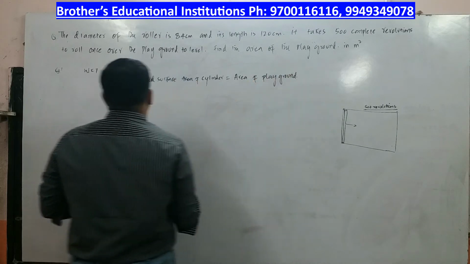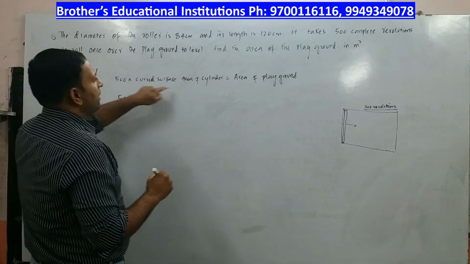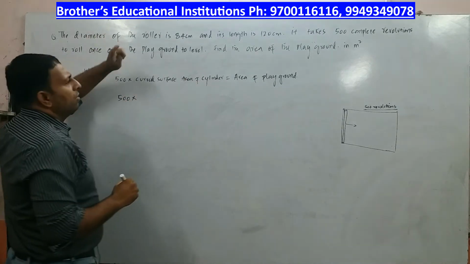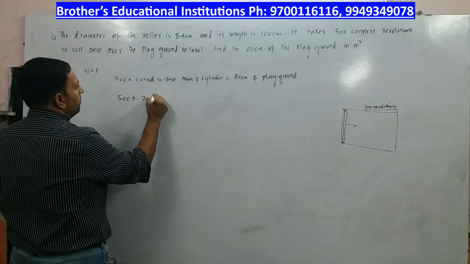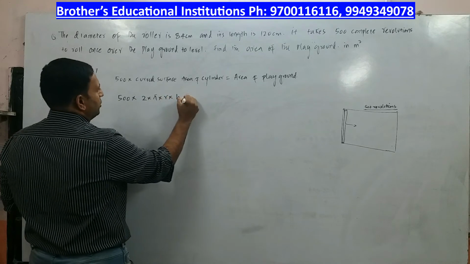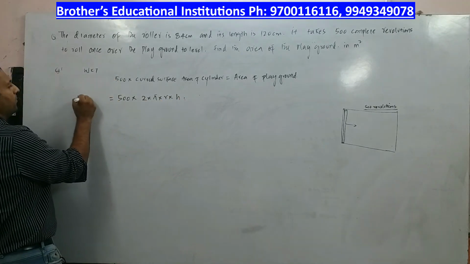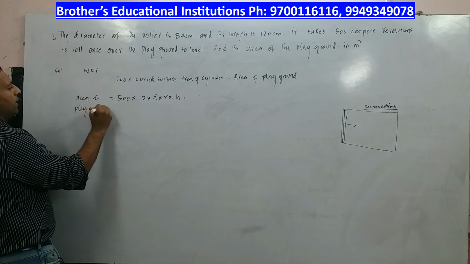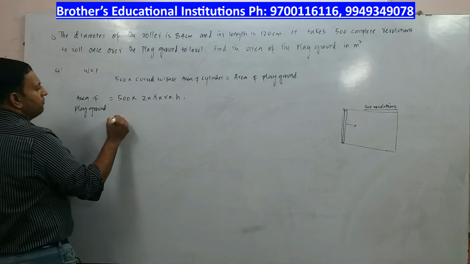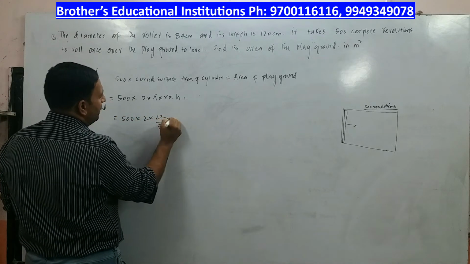All right. So 500 into curved surface area of cylinder. Now what is the curved surface area of cylinder formula? It is 2 pi r h, right, is equal to the area of playground. All right, now let us calculate. So it is 500 into 2 into pi, which is 22 upon 7, into r.